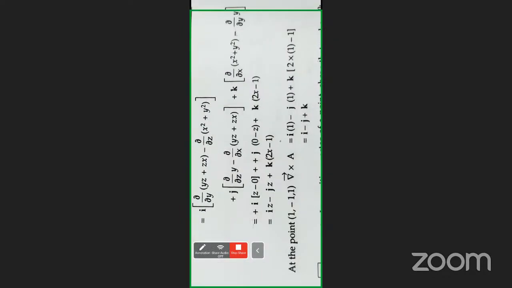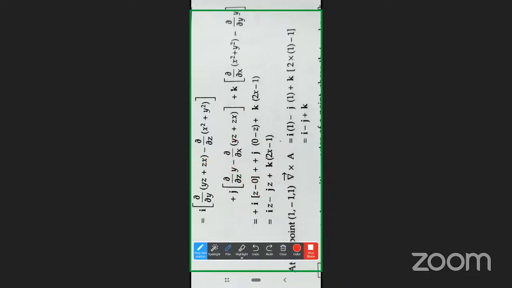Similarly, this value is also. What is the derivative of x square with respect to x? Then x square means 2x. The y term is also constant, that is 0. And this is the minus 1. So dou y by dou y is 1. So simplify: i z minus j z plus k (2x minus 1). So what is this? This is curl A. Curl A is i z minus j z plus k into (2x minus 1).